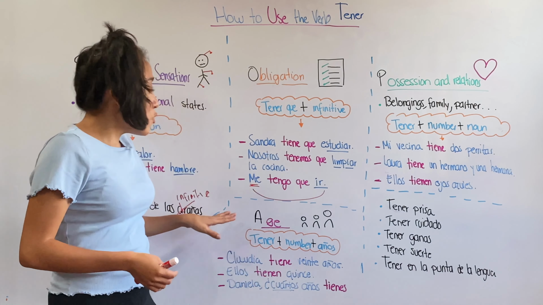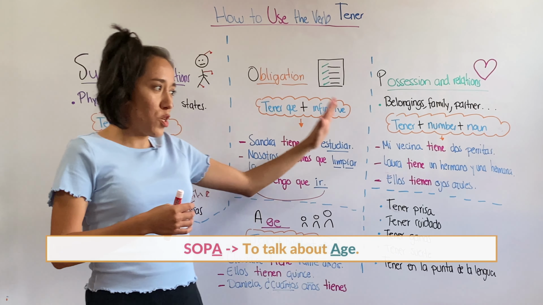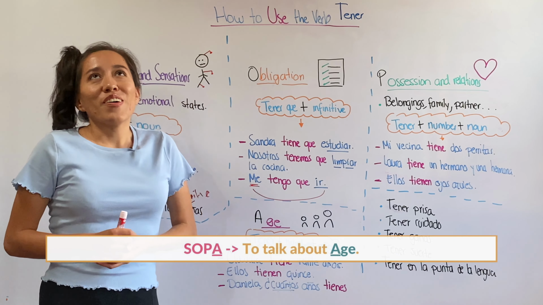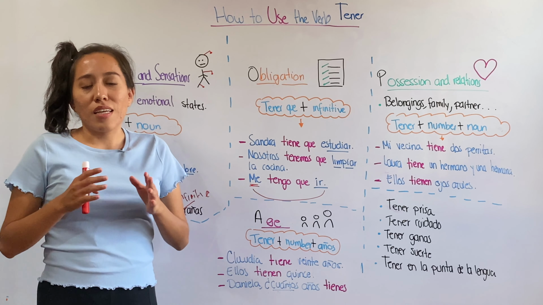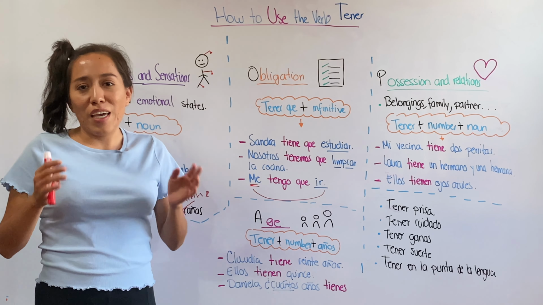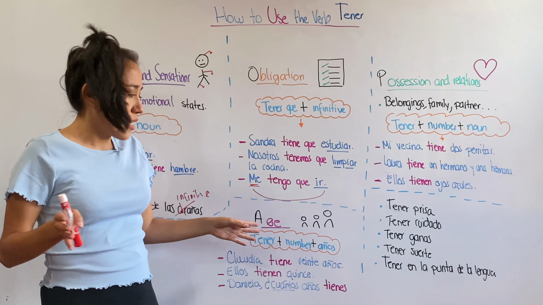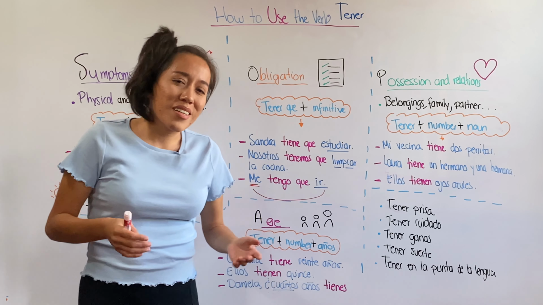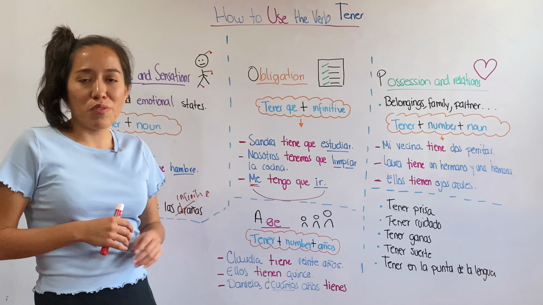And finally, you can use tener to talk about age. You have sopa here. I know what you're going to say. Why do you people use tener to talk about age? That's weird. Hey, English is weirder with this. No, I know. It sounds a little bit weird. Yo tengo X number of years.